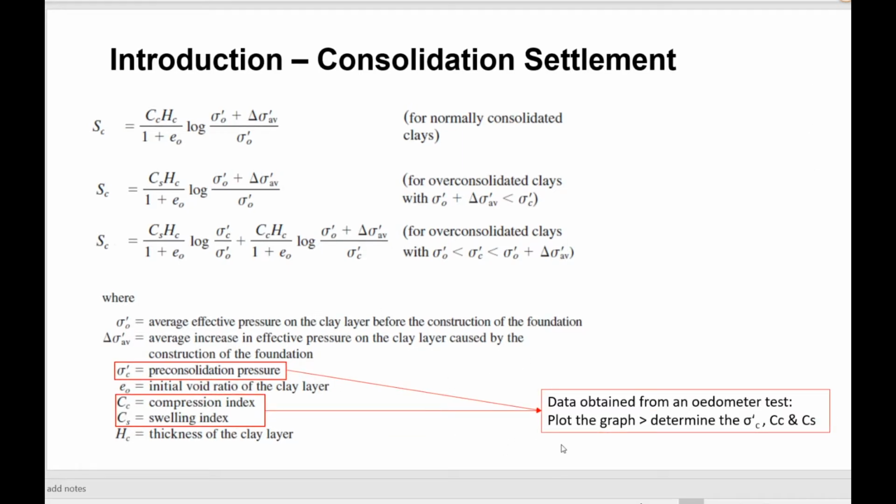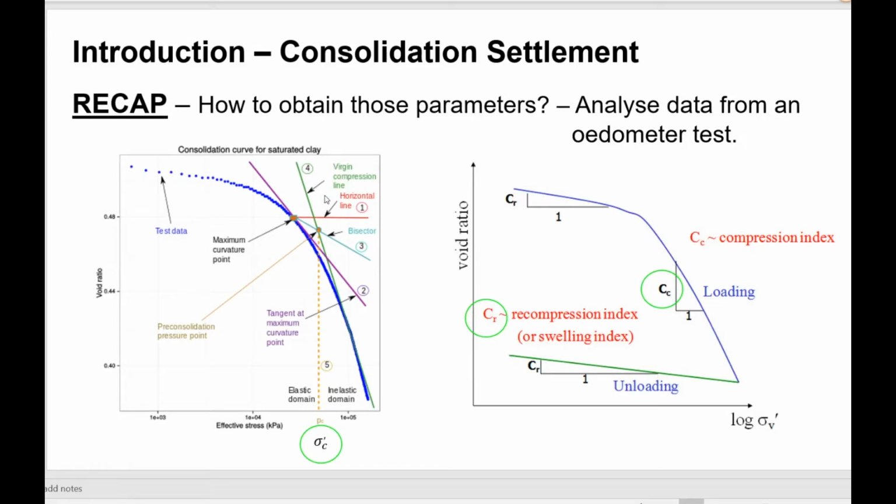So where can we obtain the values for sigma prime c, the pre-consolidation pressure, the compression index, the swelling index, and the initial void ratio? They are actually extracted from an odometer test, a one-dimensional odometer test. Once you analyze data from an odometer test, you plot the graph so you can determine the pre-consolidation pressure, the compression index, and also the swelling index. So it's just like a recap of how to obtain those parameters.